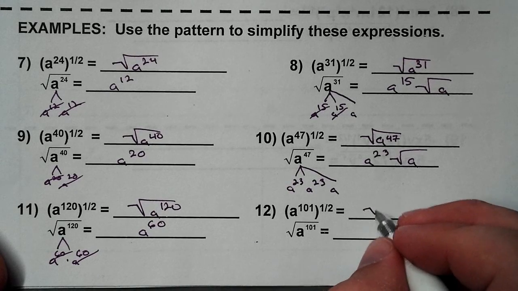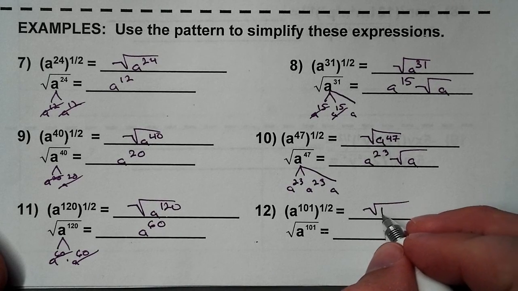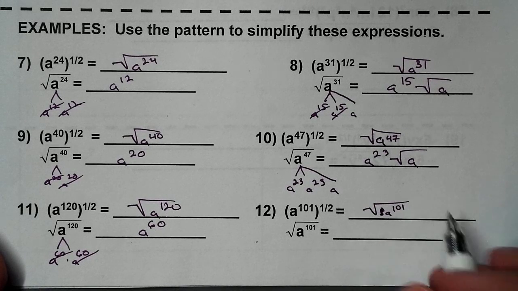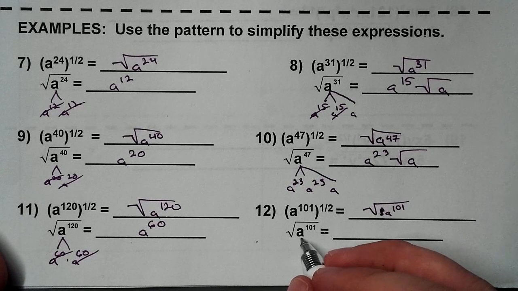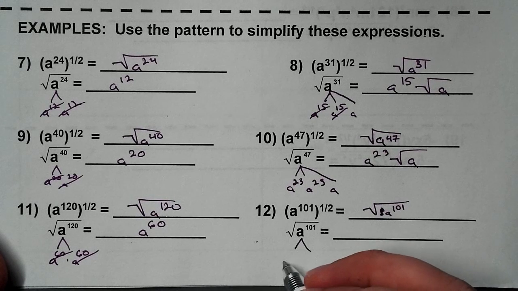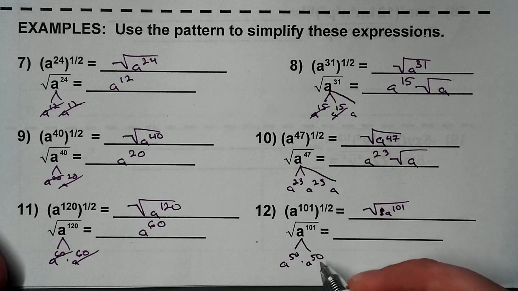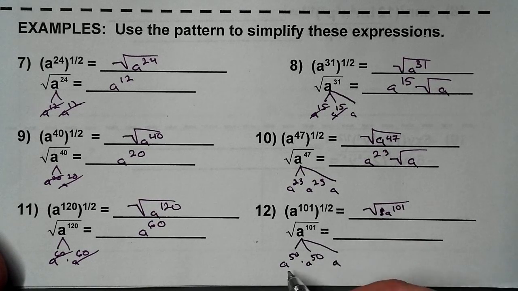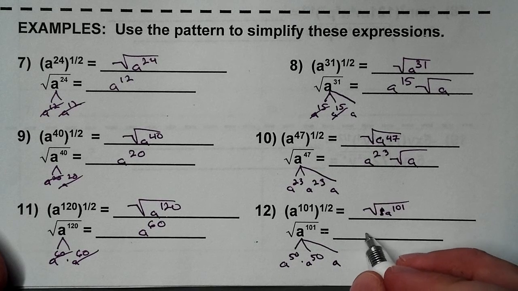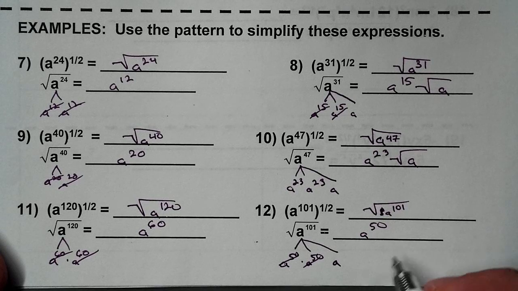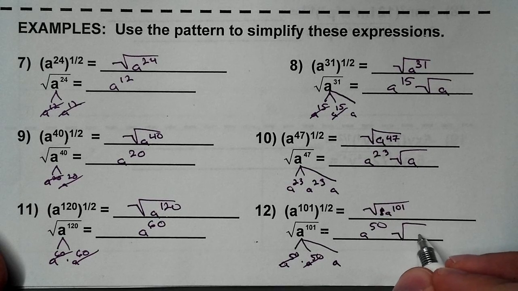Number 12, a to the 101. When we raise that to the 1/2, it's the same as taking the square root of a to the 101. 101 is close to 100. 100 divided by 2 is 50. So a to the 50 times a to the 50. But that's only 100. I need one extra, so I have an a. The 50s are perfect squares. So a to the 50 comes out. I have one left over, so square root of a.